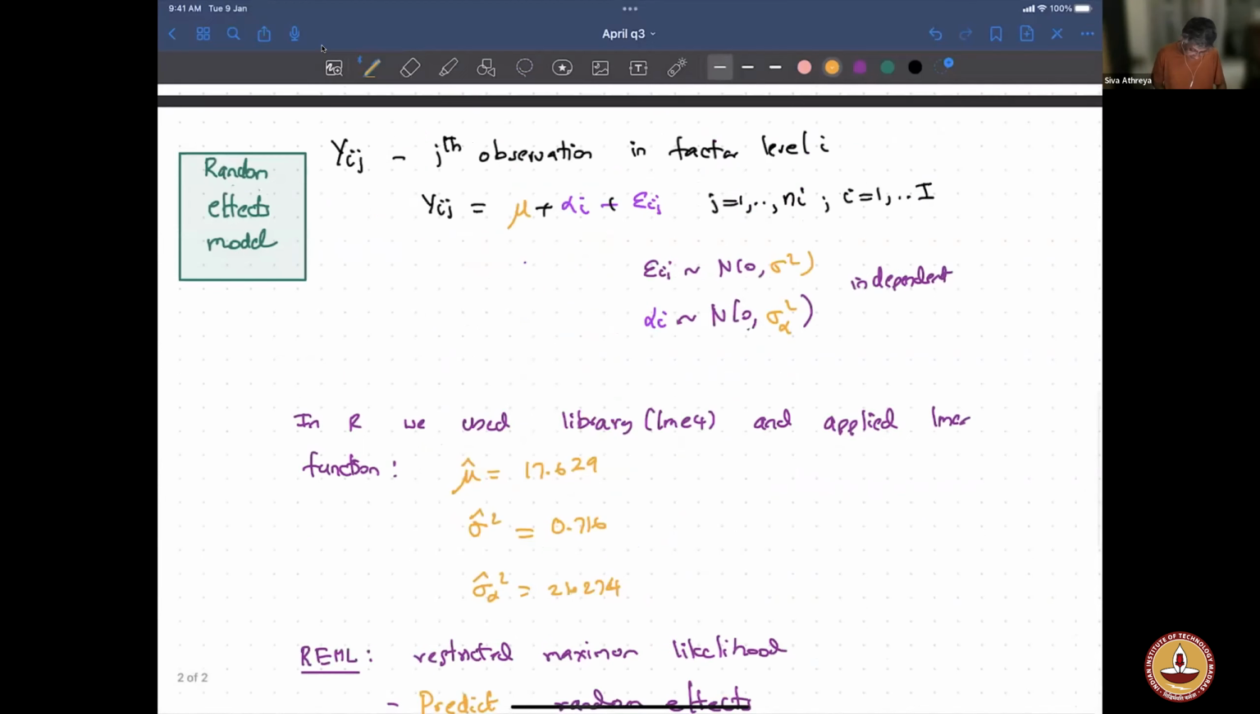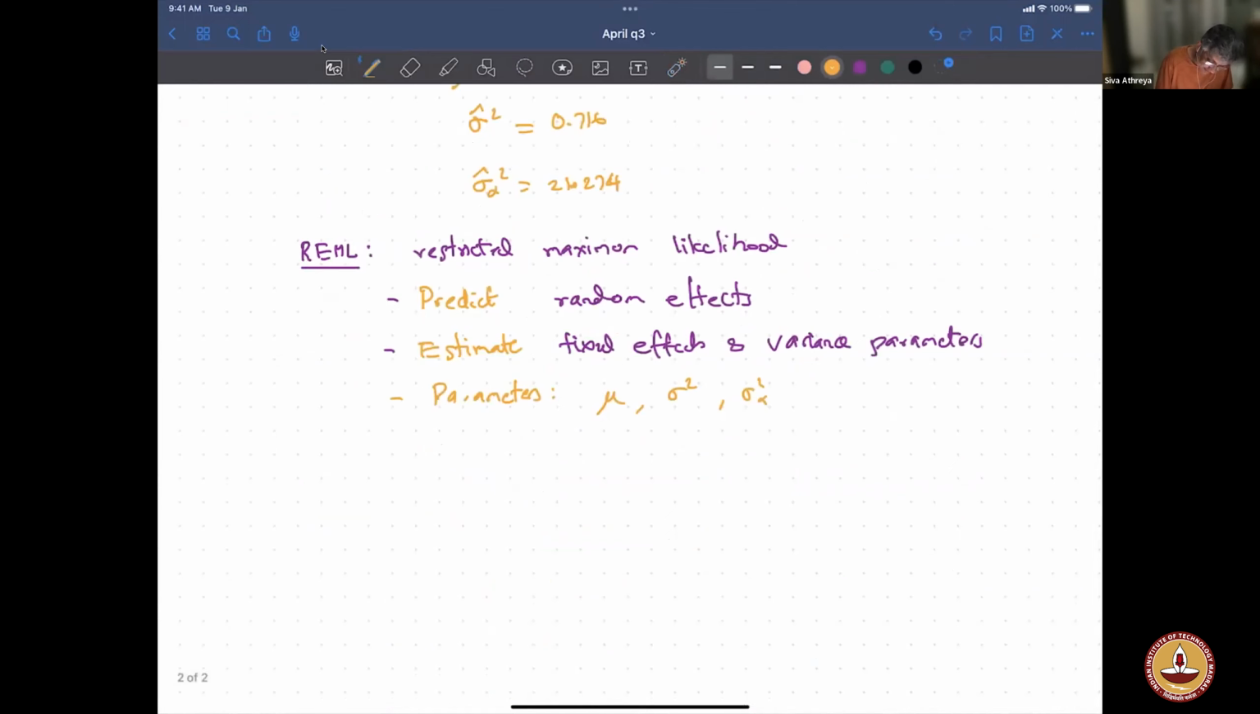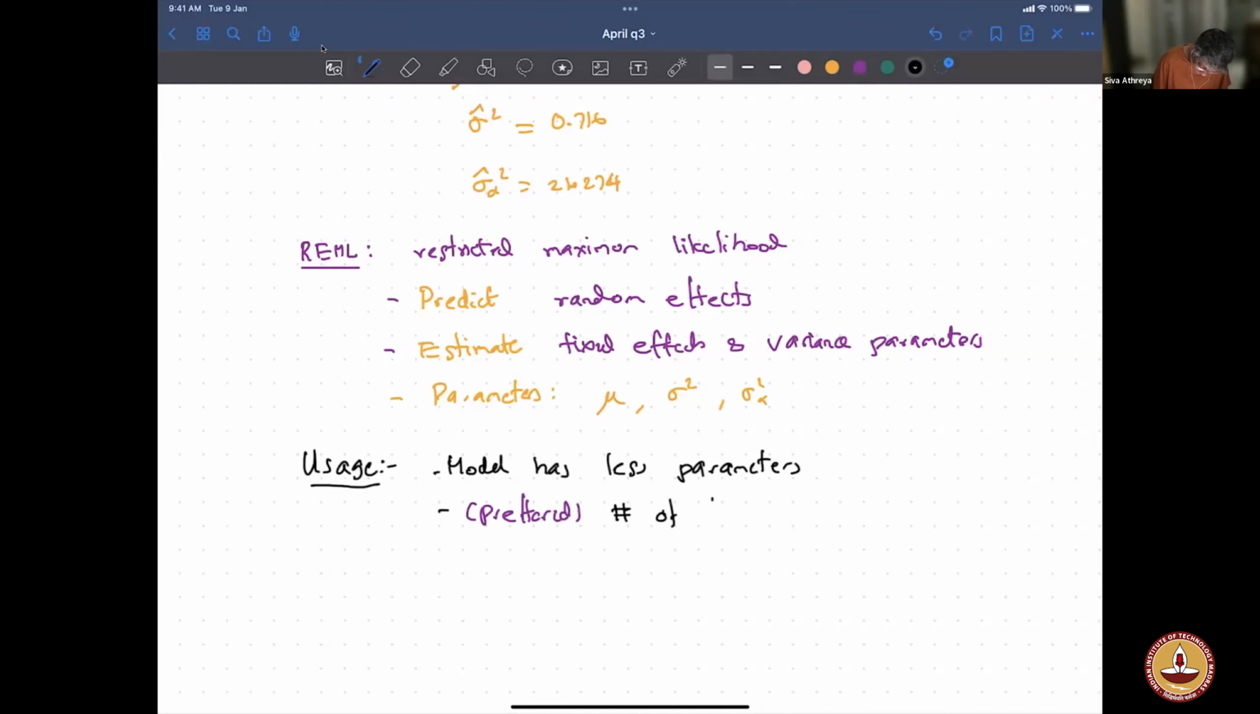This is fine. So let's write the usage of the random effects model versus the fixed model. When is it useful? It's useful when the model has fewer parameters. The next thing is it's preferred when the factors are large, that is, when the number of brands is large. That is, I is large.